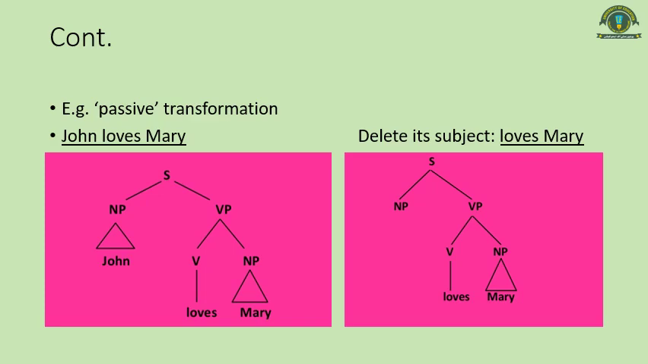To apply the passive transformation, at first what we would do is delete its subject. You can see in the figure next. After deleting the subject, that is John, what is left is loves Mary, and you can see it in the figure below.